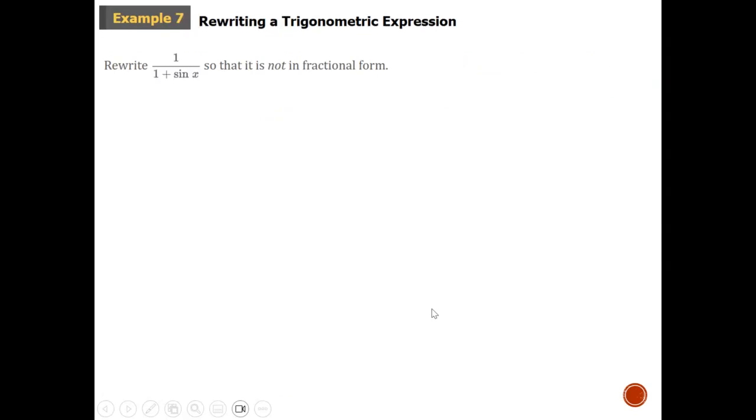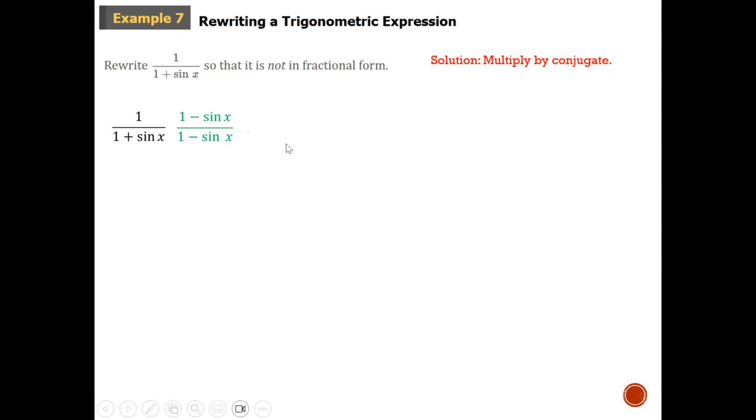Let's do number 7. It says rewrite a trigonometric expression. So we have to rewrite it so that it doesn't have a fraction. When you have something like this, guys, you multiply by the conjugate. Now, what are conjugates? For example, if you have x plus 1, the conjugate will be x minus 1. If you have 1 plus sine x, the conjugate will be 1 minus sine x. So I'm going to multiply top and bottom by 1 minus sine x.